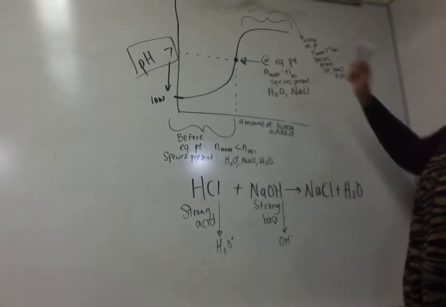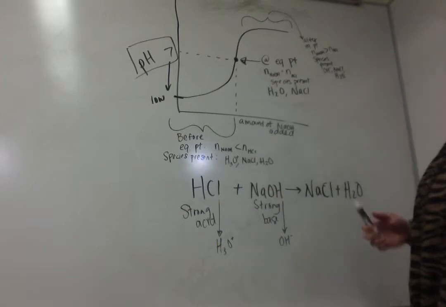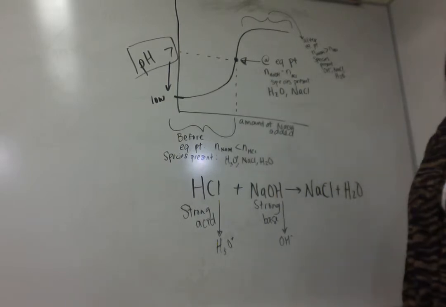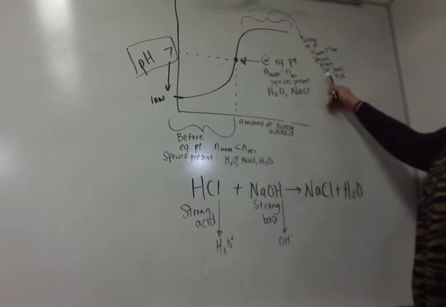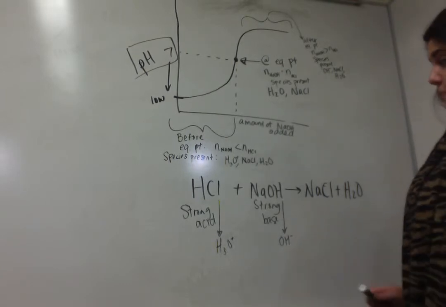Now, after my equivalence point, if I keep adding sodium hydroxide, I now have more moles of sodium hydroxide than I have of hydrochloric acid. So, the species present at that point would again be salt and water because I neutralized all of that acid, but I now have hydroxide being formed from sodium hydroxide, my strong base.